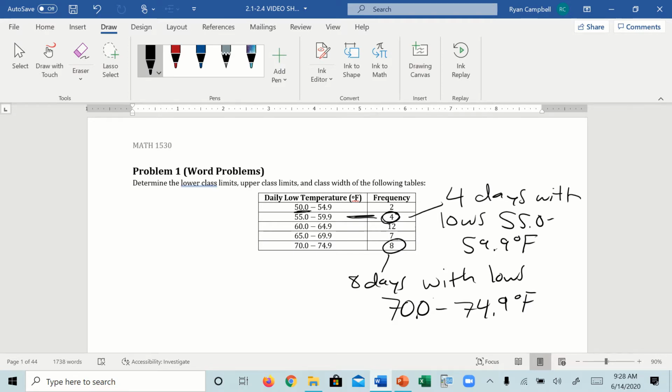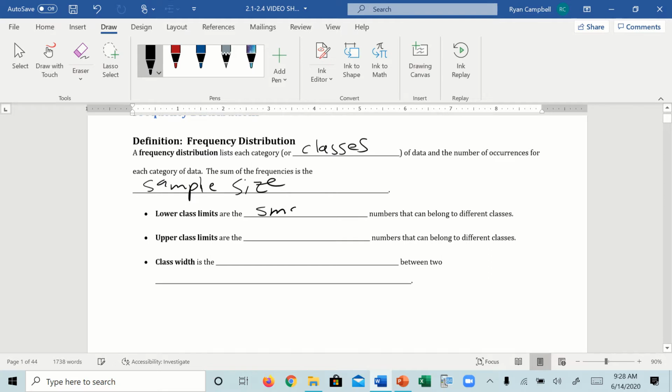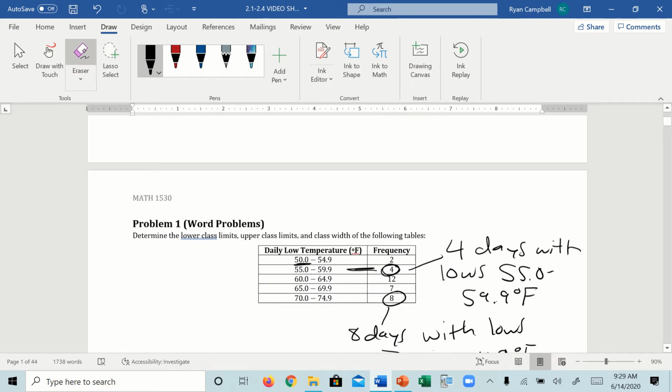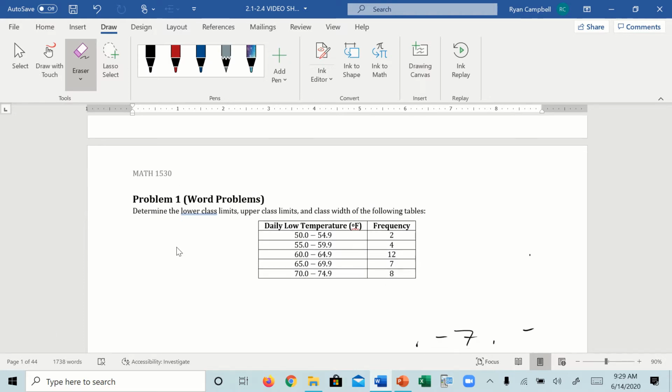So this first number right here, this is what we call the lower class limit. So it is the smaller of the 2 numbers that belong to different classes. Which means the upper class limit is going to be the larger of the 2 numbers. So if we look at example number 1, right? So if you notice, it says determine the lower class limits and the upper class limits. It also says class width, but we'll get to that later. So, what are the lower class limits?